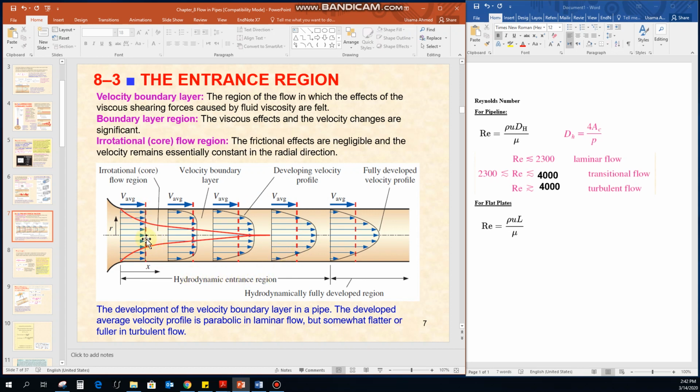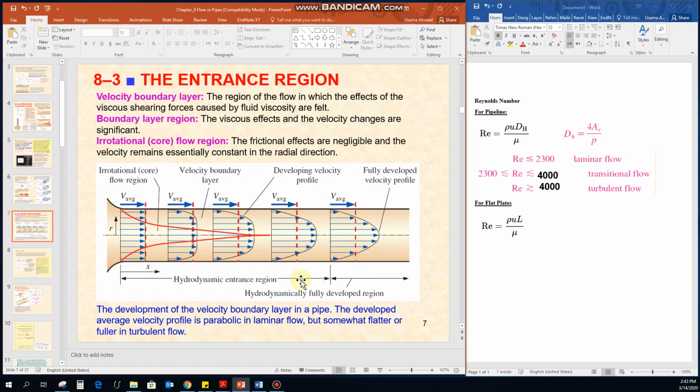If you look at this figure here, these lines represent the velocity profile, and as the fluid moves in the pipeline, at the start you can have the flat region, and then as the fluid moves, you can see the development of the velocity profile. After a certain length of this pipeline, you will see a completely developed velocity profile in the form of a parabolic figure. So what is the hydrodynamic entrance region?